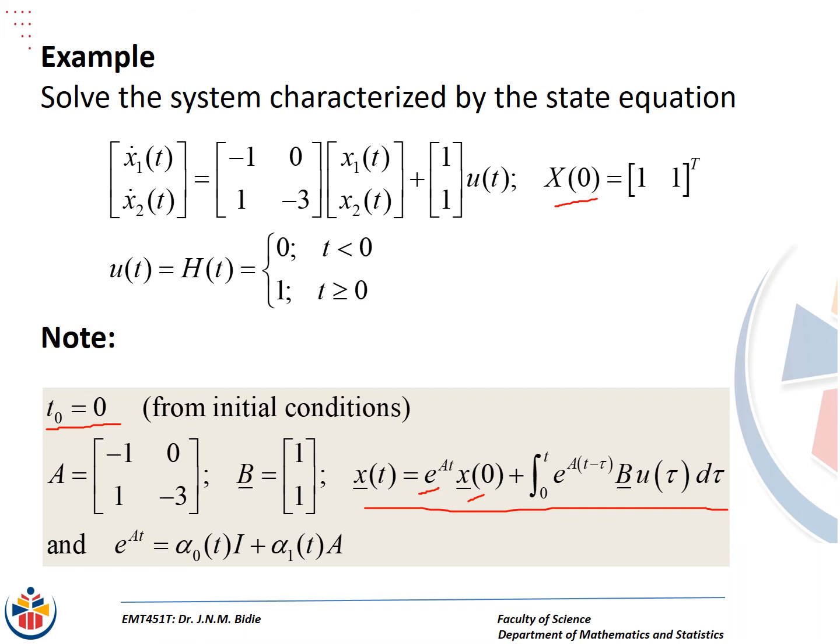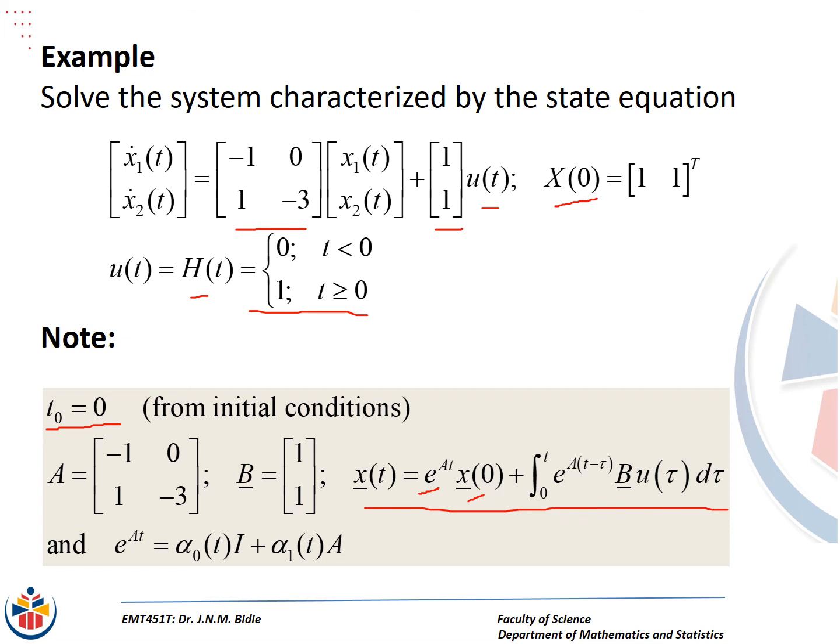So what we are trying to find now, everything has been given. A has been given as our matrix. B, we have been given. U, we're told, is a Heaviside function, which is just equal to 1 for all values of T greater than or equal to 0. We are trying to find these terms that are in the solution. Note that when you simplify it, the first term is e to the power AT multiplied by x of 0. The second term is the integral of e to the power A into t minus tau, B u of tau, and we're integrating with respect to tau.